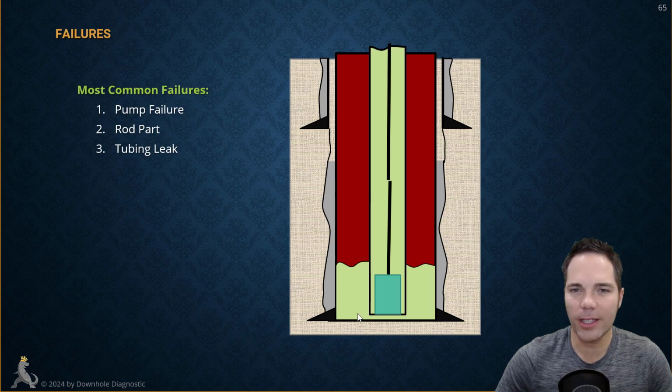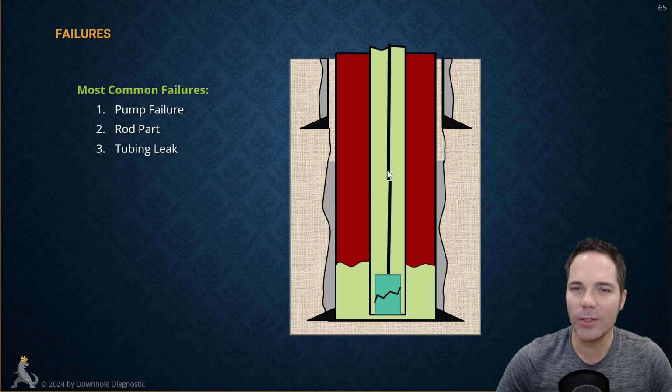A pump failure is where something in your pump breaks. It could be a ball or seat. It could be one of the cages for your valves, or potentially the top of the plunger, the valve rod broke. Something like that broke and your pump is going to stop operating. We could have a rod part where somewhere on that rod string it breaks apart. Therefore, the reciprocation up and down that we're putting in is not activating the downhole plunger, and therefore we're not going to be producing anything to surface.